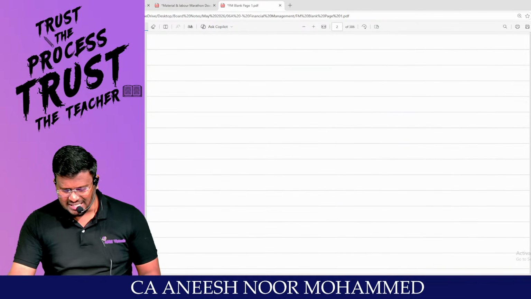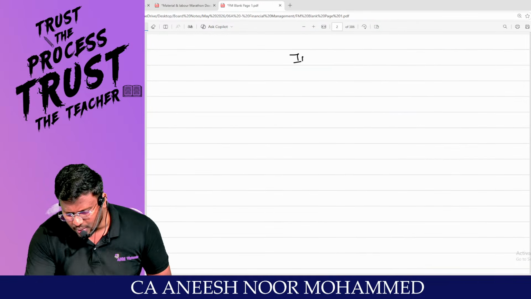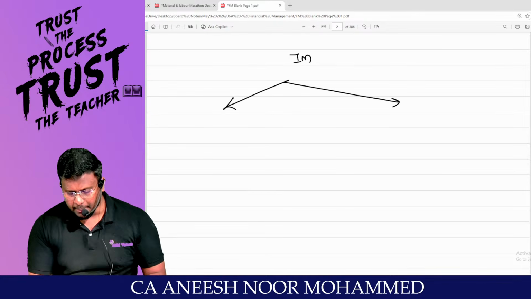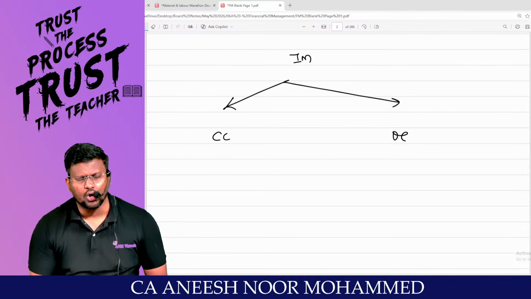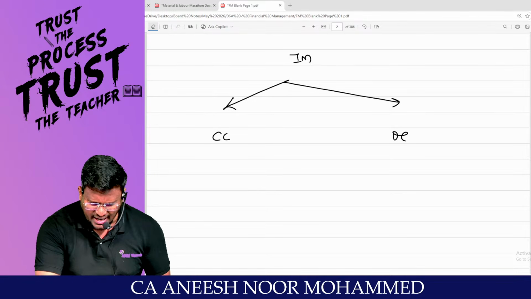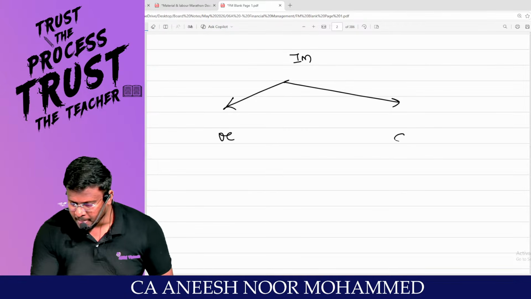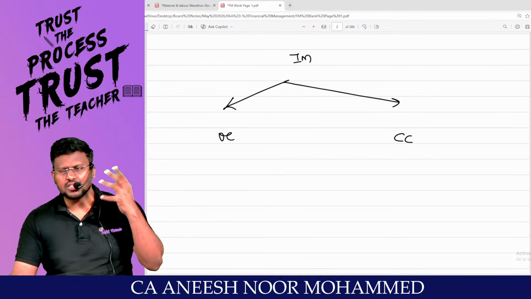As we already discussed, my dear lovable students, with regard to inventory management, 2 costs are the headache. Number 1, carrying cost, and number 2 is ordering cost, or rather ordering cost and carrying cost, because first we have to order, then we have to carry. Sir, very simple, just for recall purpose.